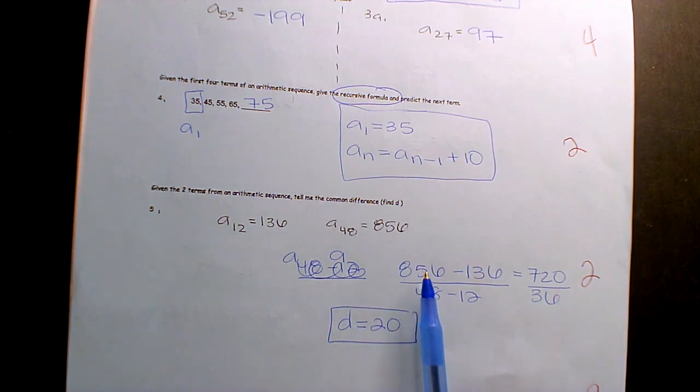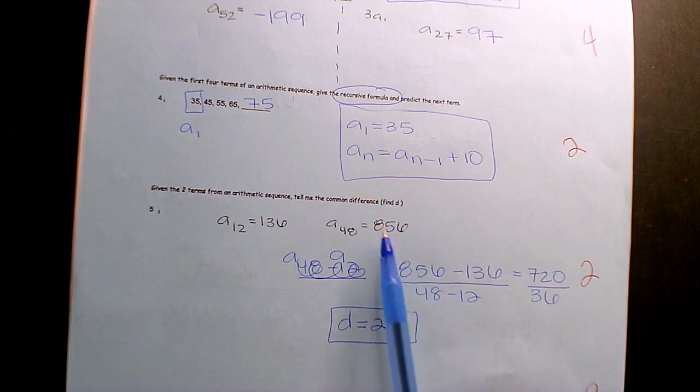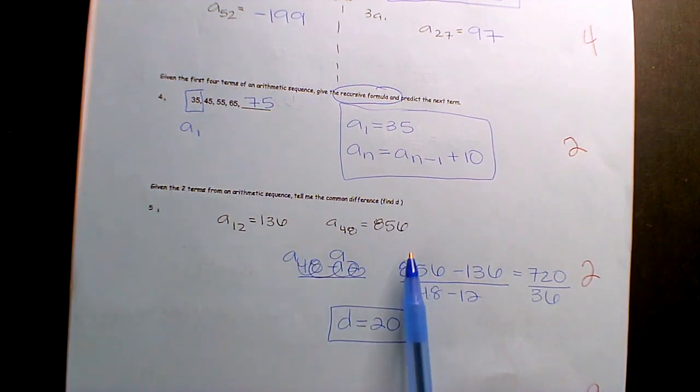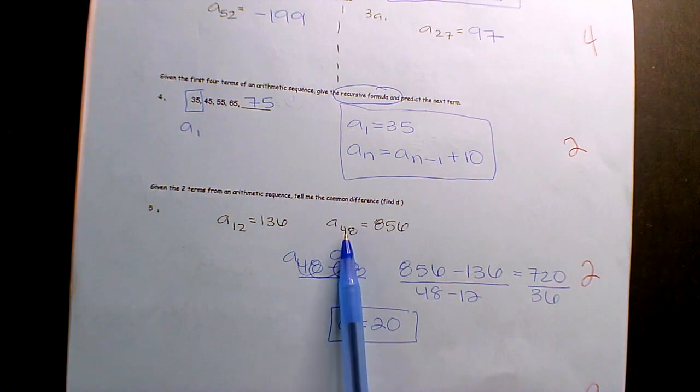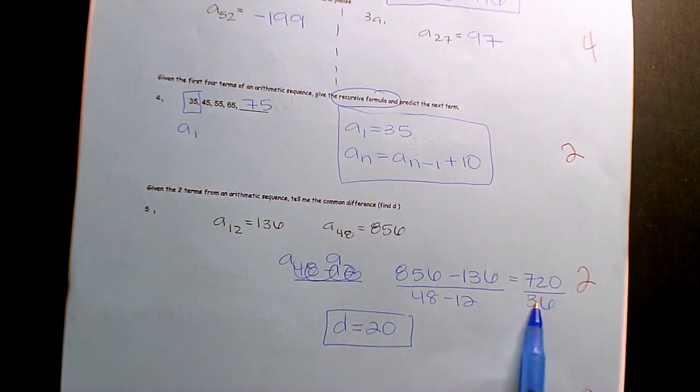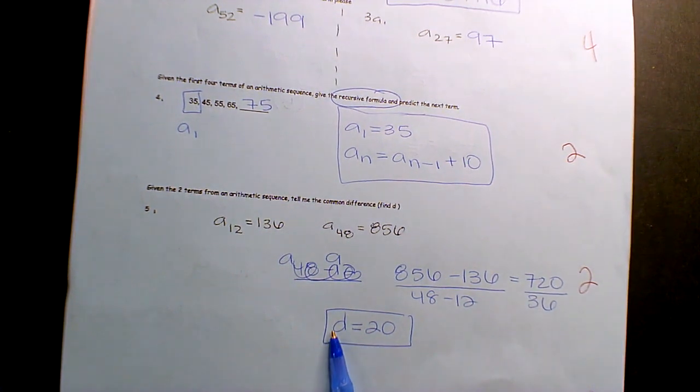Okay. For a geometric sequence, what do you do? You subtract the term values, that's your numerator. Your denominator is a subtraction of the term number. So like 48 minus 12, take that fraction, that's your D, your common difference.